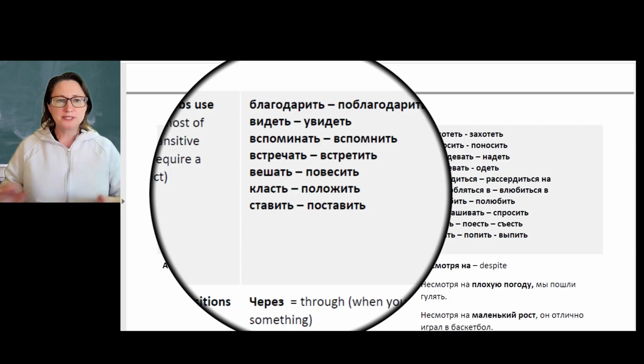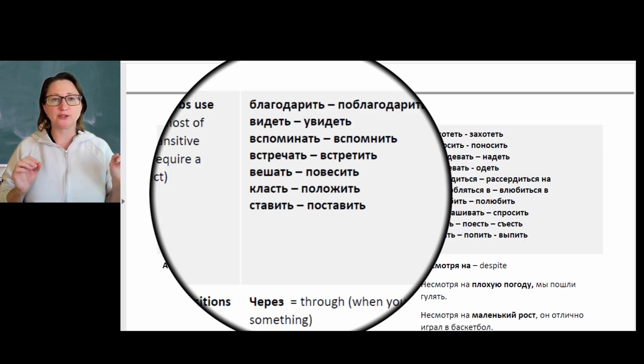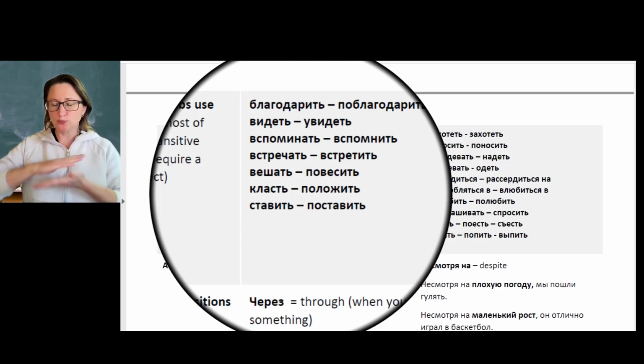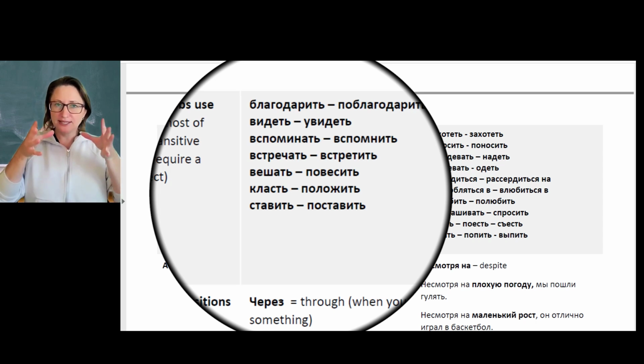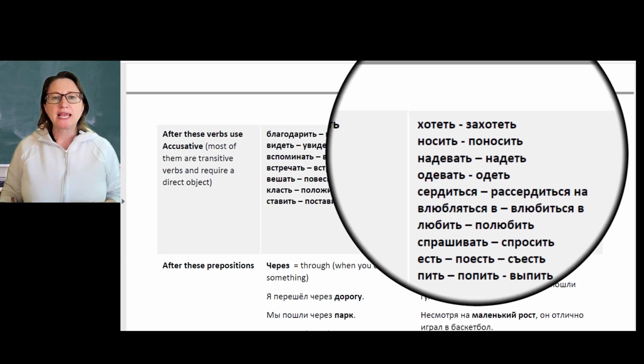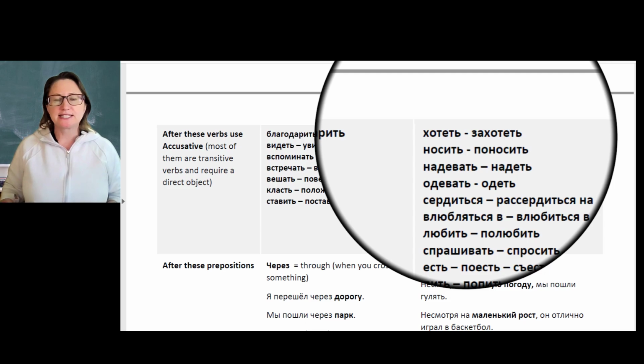And here we have 3 verbs that mean to put something into some position. Вешать, повесить is to hang something, to put something into hanging position. Класть, положить, to put something into the horizontal position. And then ставить, поставить is to put something into standing position. So all of these mean to put, and whatever we put somewhere is going to be accusative. So here we have the verb хотеть, захотеть, to want something. Whatever we want, if it's an item, or a person, is going to be in accusative.